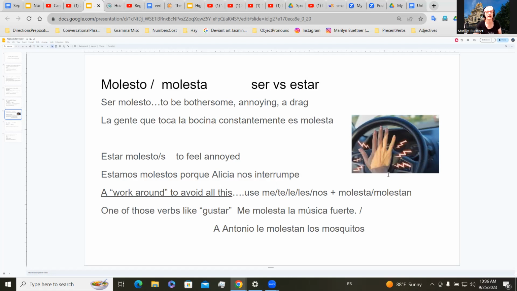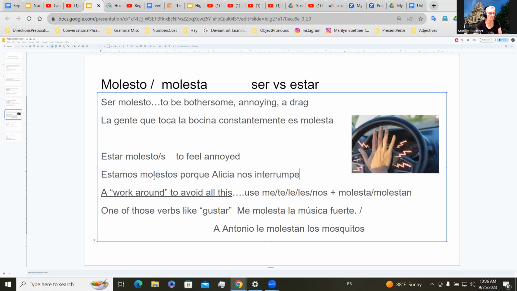Molesto or molesta, if you need to describe it with la gente, we need a molesta, is annoying, right? But estar with molestar is to feel annoyed. Estamos molestos porque Alicia nos interrumpe. We are annoyed. We feel that way. We are not annoying people. We feel annoyed because Alicia is butting in.